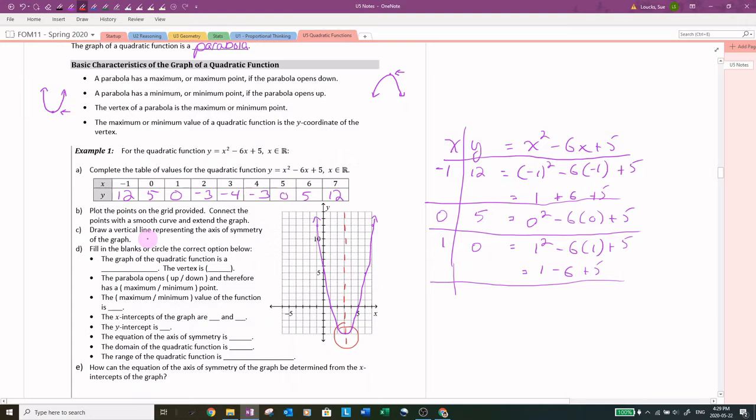So I'm going to just put this dotted red line here so that you know that the red line is the axis of symmetry. And then let's fill in these blanks. The graph of the quadratic function is a parabola.